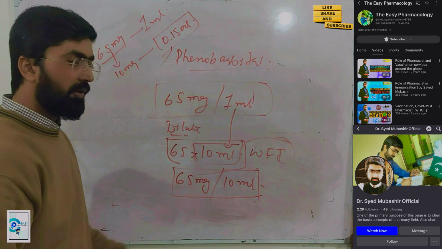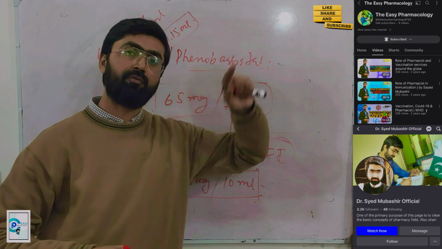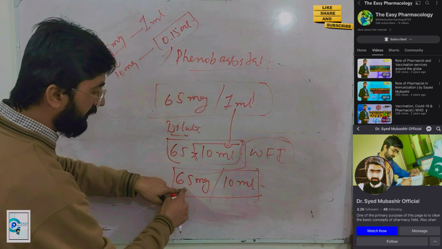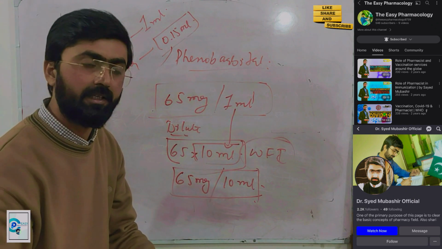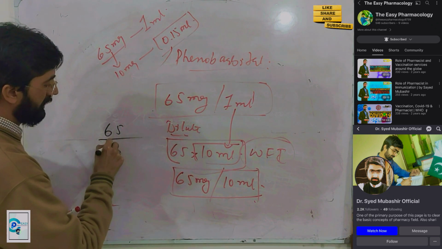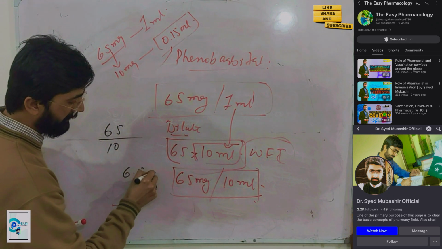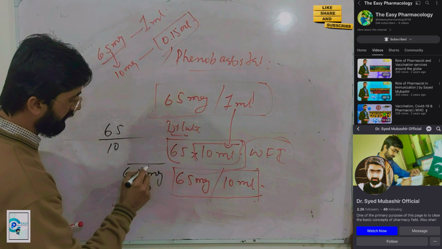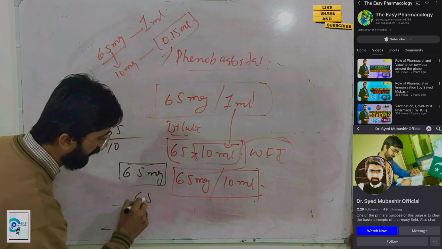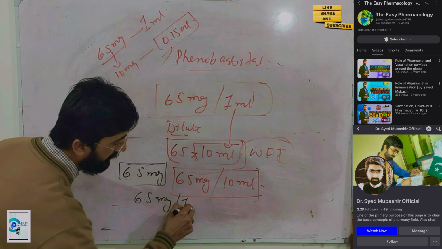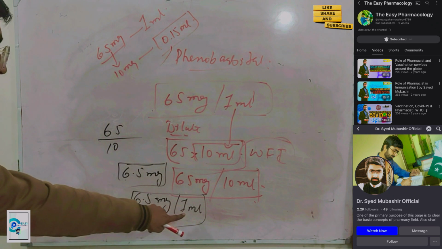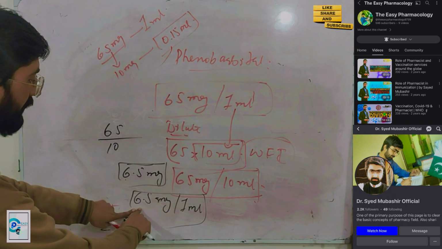Now you will take the same first step. 10 ml is containing 65 milligram, but how much milligram will 1 ml contain? If you divide 65 by 10, the answer will be 6.5 milligram. So 6.5 milligram will be in 1 ml, and this is our required step. We have to calculate how many milligram are contained in 1 ml.